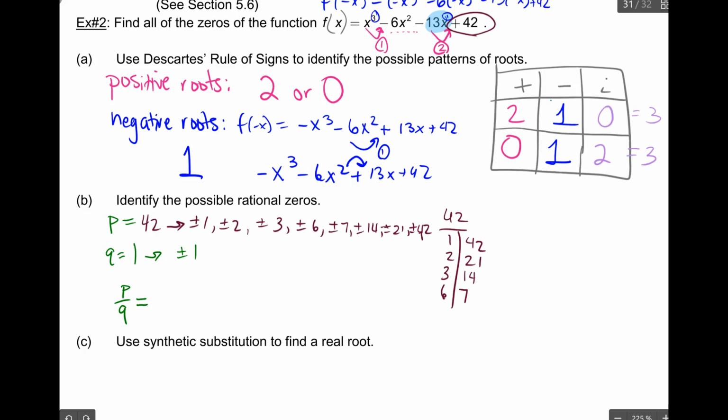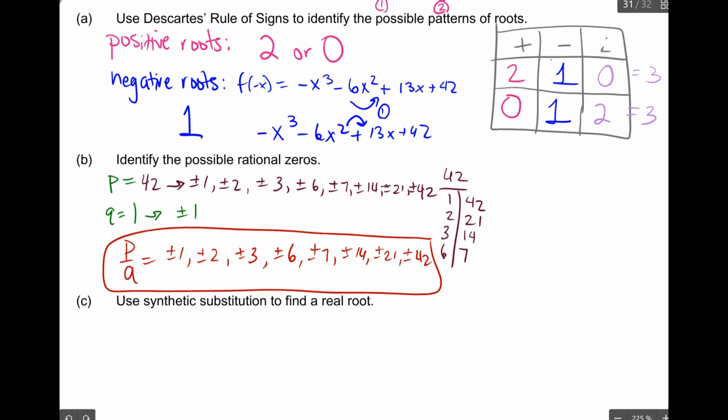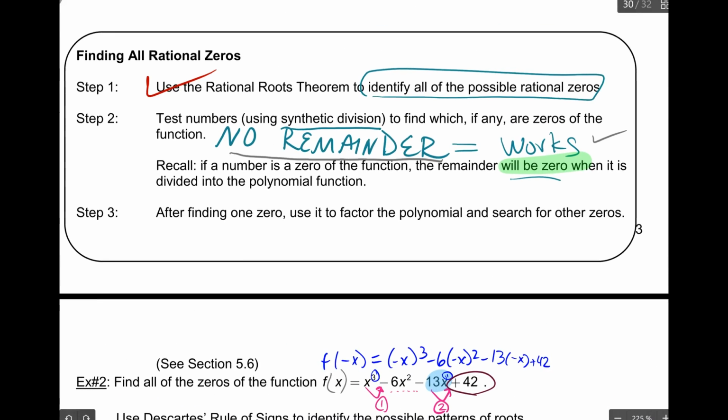So if I take each of these numbers and divide by 1, you get the exact same numbers. Okay, so my P divided by Q. 1 divided by 1 is 1, 2 divided by 1 is 2, 3 divided by 1 is 3, 6 divided by 1 is 6, 7 divided by 1 is 7, 14 divided by 1 is 14, 21 divided by 1 is 21, and 42. There we go. These are my possible rational zeros. Okay, so look up here, rational root theorem, check, I'm done.